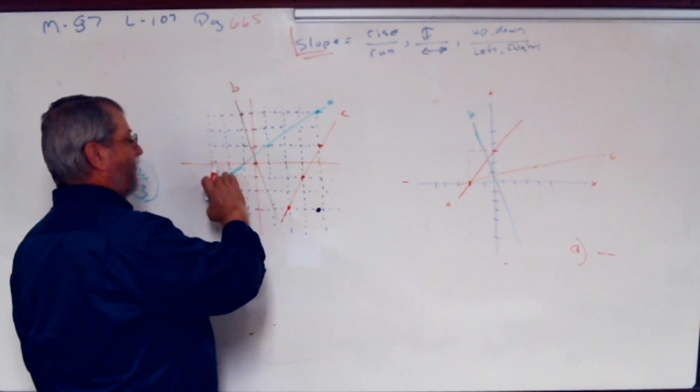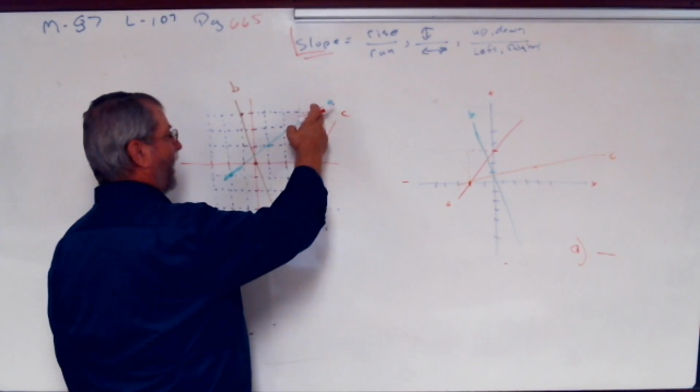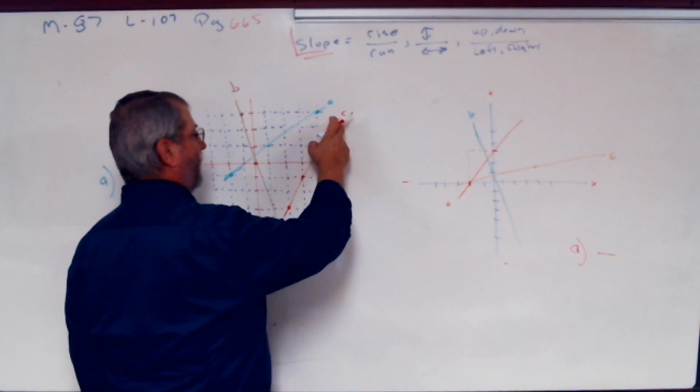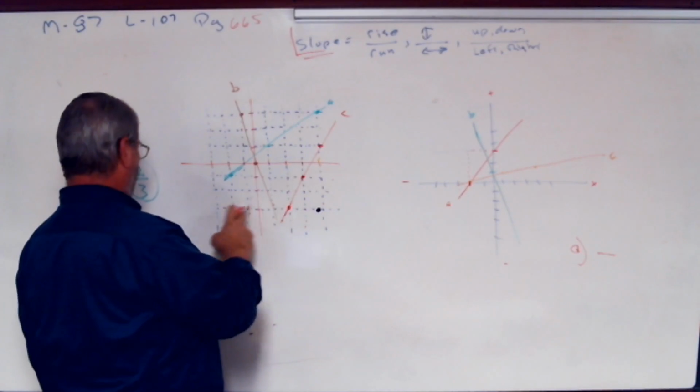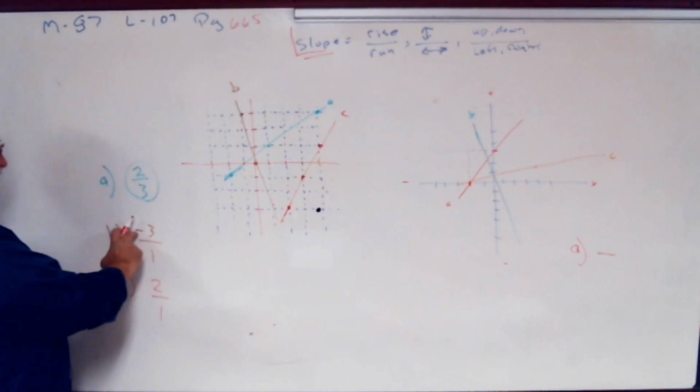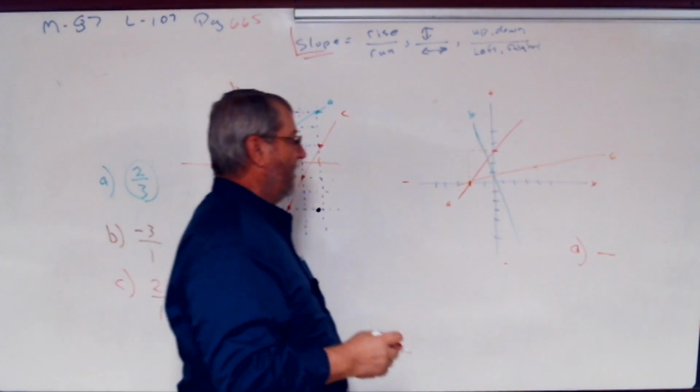Positive slope here, from here to here. From left to right, we went up. From left to right, we went down. Negative. Well, that was good. Negative slope, all right?